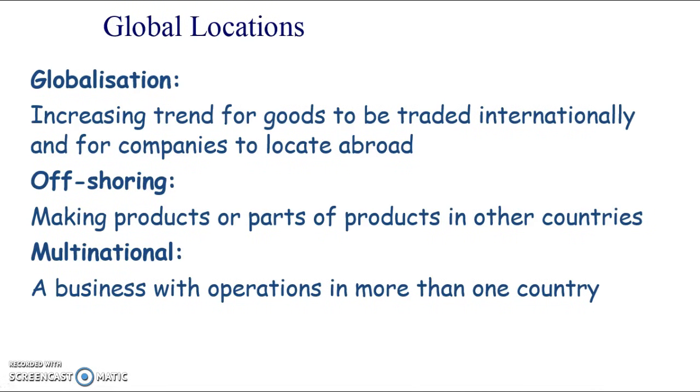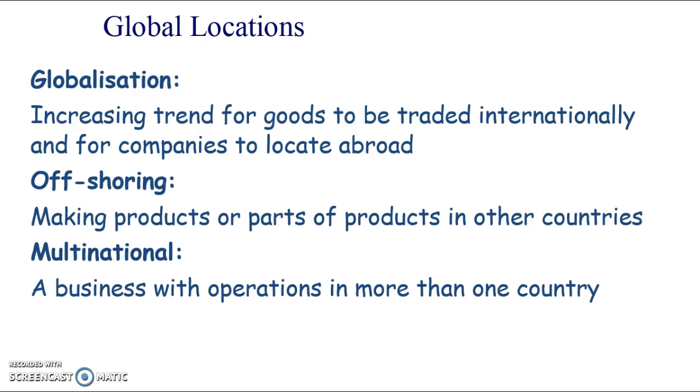So here are some key terms as well that you need to know, especially for Unit 2. So globalisation is the increasing trend for goods to be traded internationally and for companies to locate abroad. It can also mean services as well. We have lots of services that are traded internationally. So lots of people come to the UK because we're very well known for educational services, especially our universities. So lots of foreign people want to come and study in the UK, and that's a sign of globalisation, people using those services.